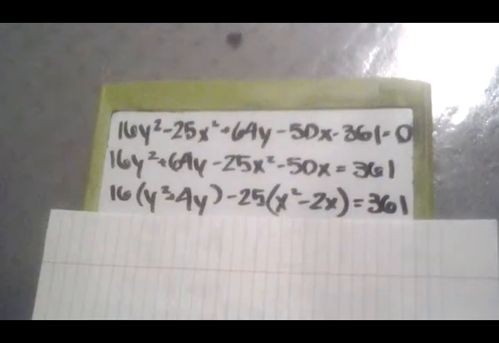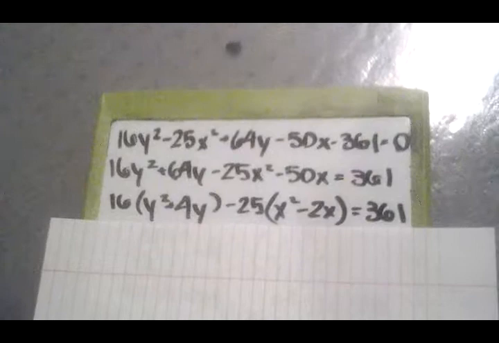Now you need to factor out a coefficient from the y and the x. You can factor out a 16 from the y to get 16 times quantity y squared plus 4y. And then you can factor out a 25 from the x's to get negative 25 times quantity x squared plus 2x, equals 361.